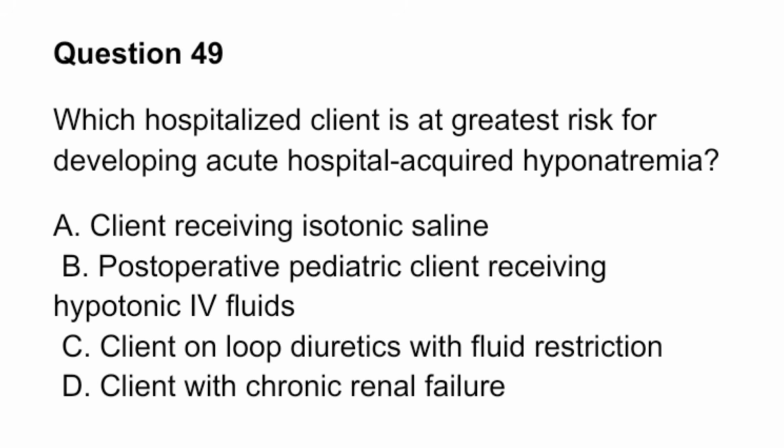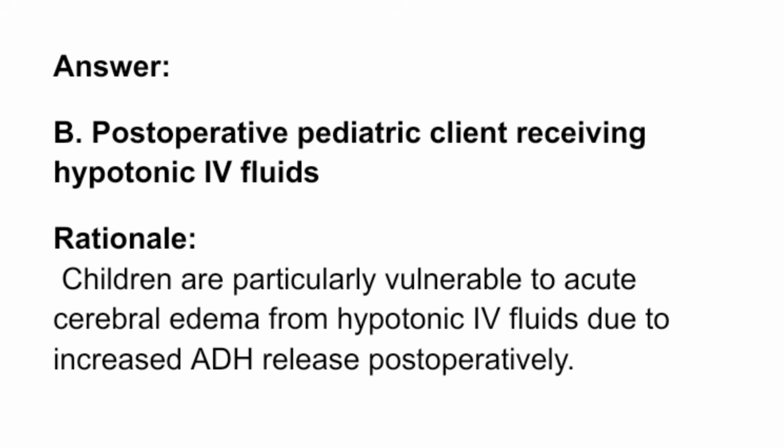Question 50. Which hospitalized client is at greatest risk for developing acute hospital-acquired hyponatremia? A. Client receiving isotonic saline. B. Post-operative pediatric client receiving hypotonic IV fluids. C. Client on loop diuretics with fluid restriction. D. Client with chronic renal failure. Answer: B. Post-operative pediatric client receiving hypotonic IV fluids. Rationale: children are particularly vulnerable to acute cerebral edema from hypotonic IV fluids due to increased ADH release post-operatively.